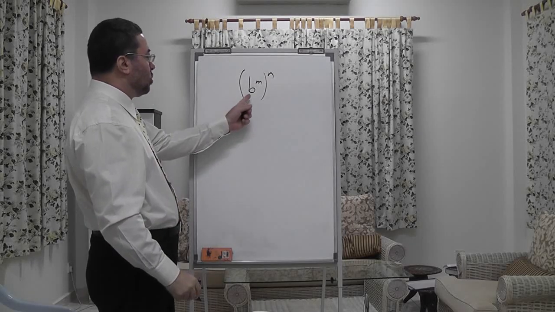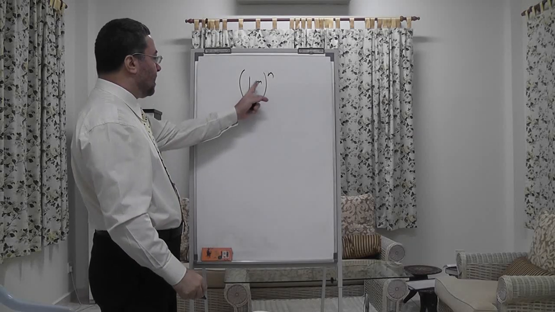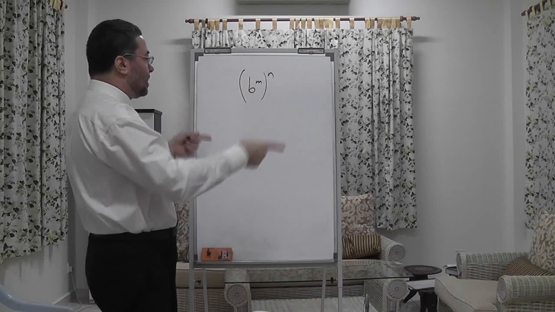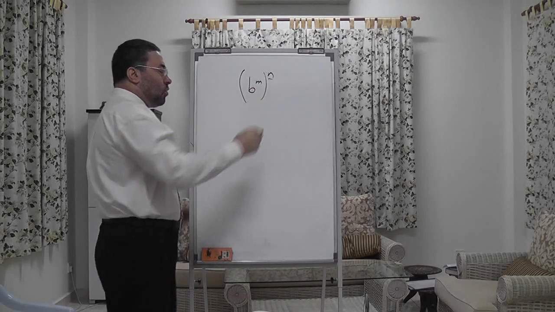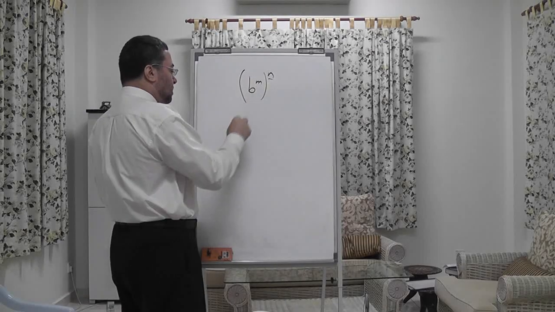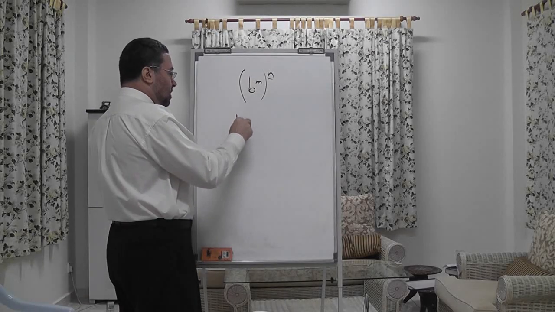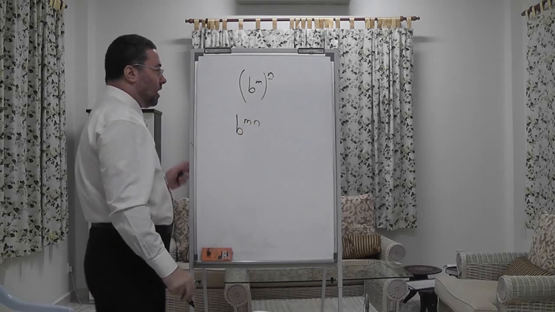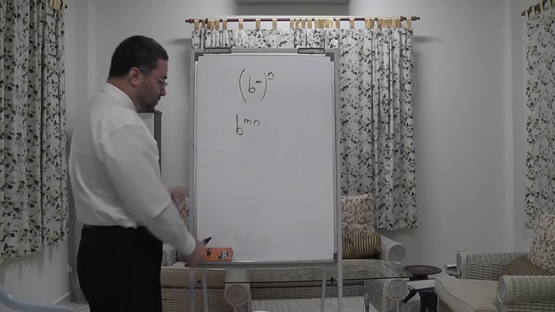Here we have a monomial. It has a base and a power, and this whole thing is raised to another power. We have done this in the previous chapter, and we said in this case we multiply the powers. This is power to power.